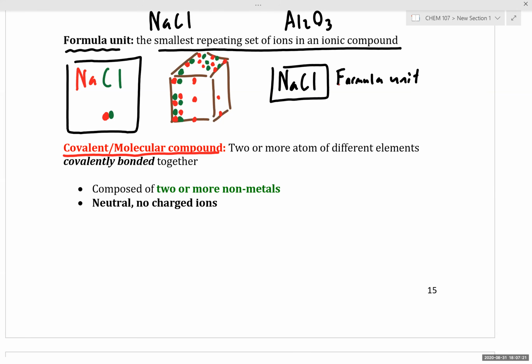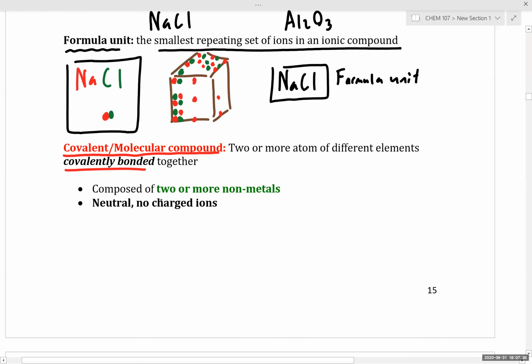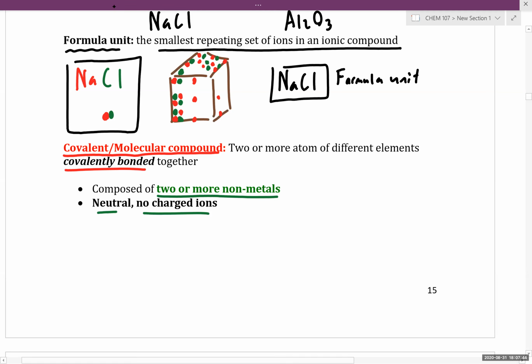Okay, so let's look at covalent and molecular compounds. We have two or more atoms of different elements covalently bonded together. So covalent and molecular compounds are composed of two or more nonmetals, and they're neutral with no charged ions.